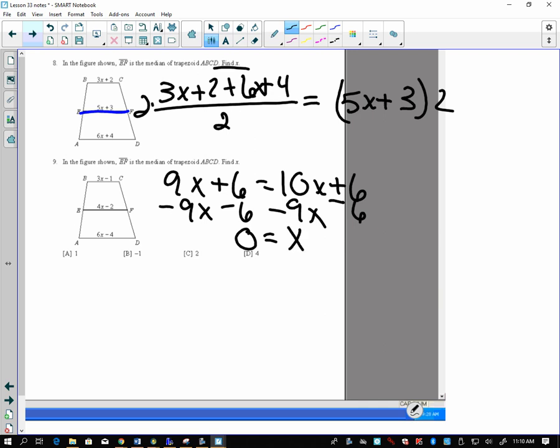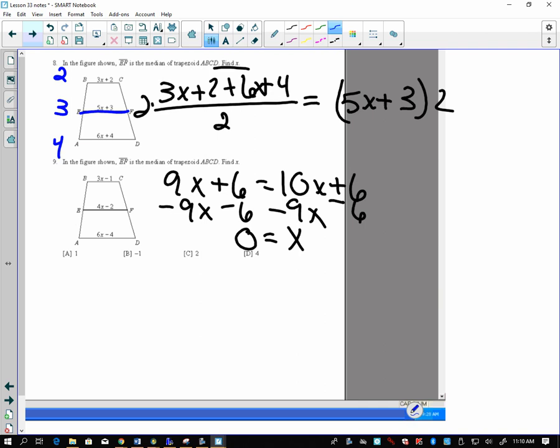That's fine because let's go ahead and check it. What's 3 times 0? Okay, plus 2. So I get 2 there. What's 6 times 0? So I get 4. What's 5 times 0, plus 3? So what's 2 plus 4? What's 6 divided by 2? Does it still work? So x equals 0 is a possible solution, right?